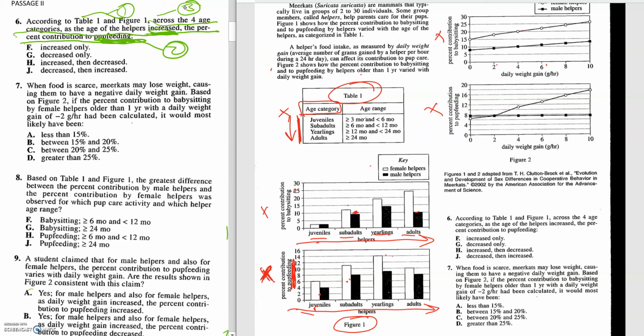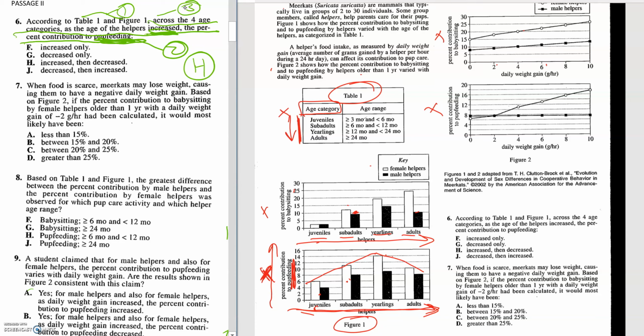So as they get older, as the age increases, what's happening to the percent of pup feeding? Okay, it starts here and it goes up again, and then it goes down. So that means it increased and then it decreased, and that's age.